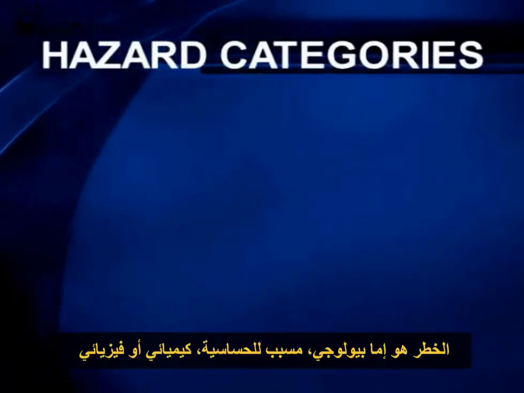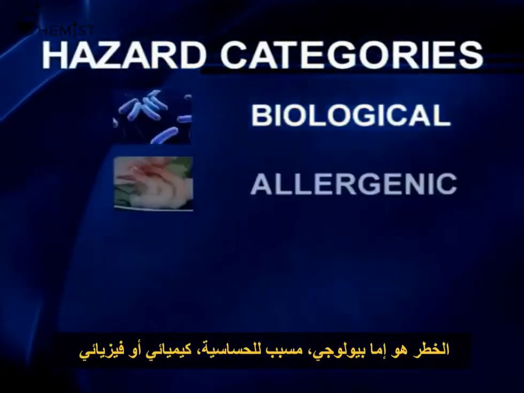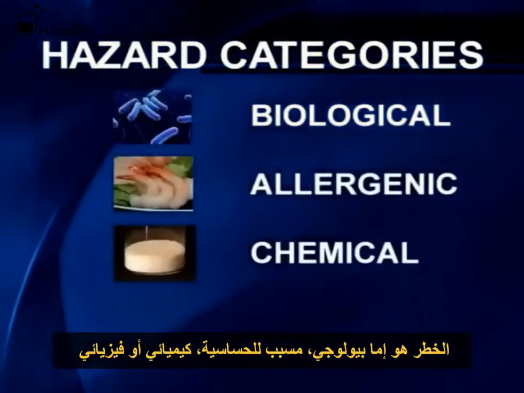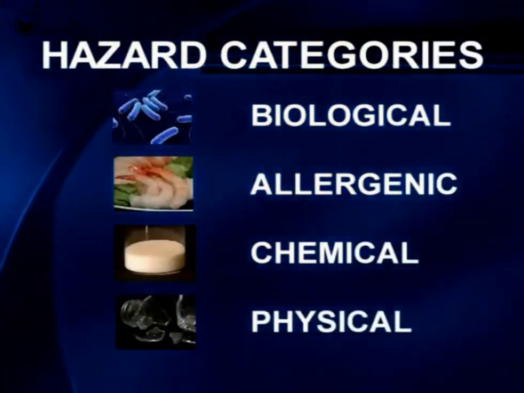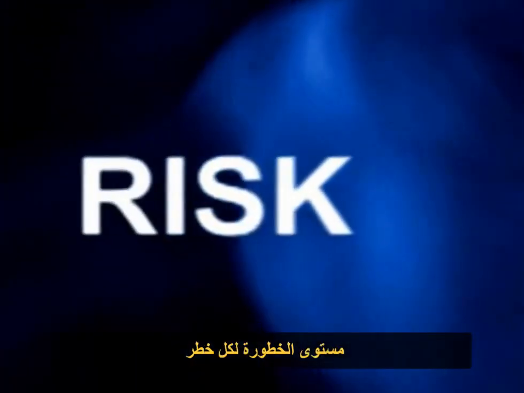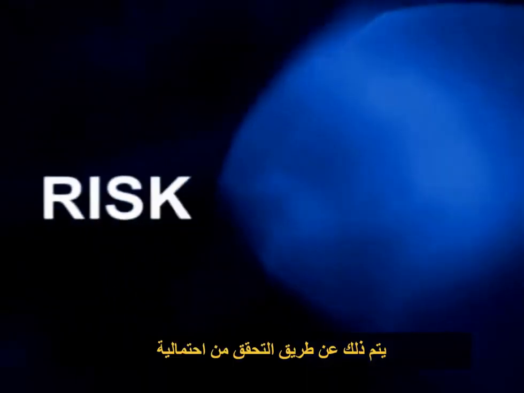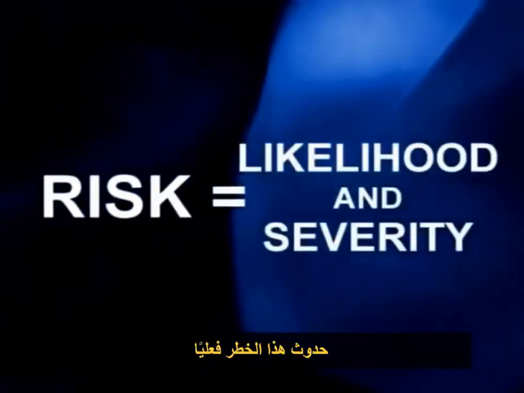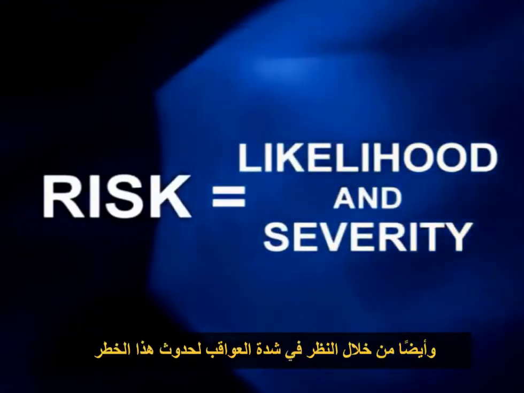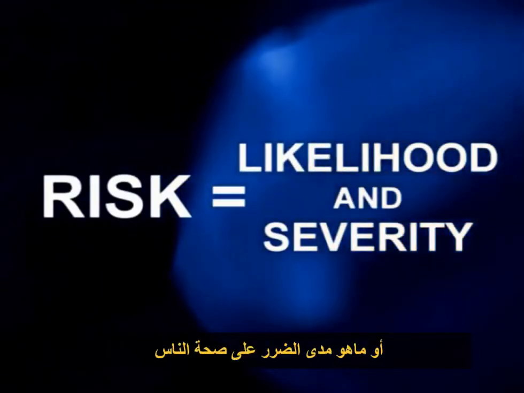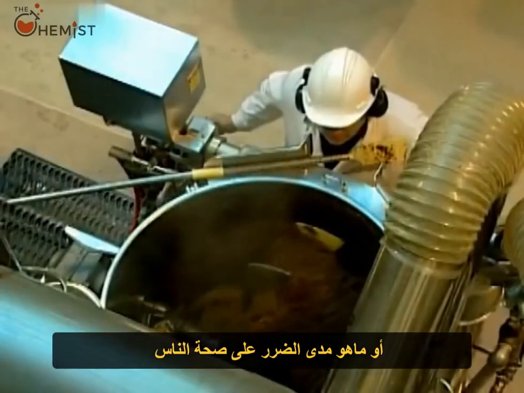As discussed earlier, a hazard is something biological, allergenic, chemical, or physical in food that could cause a health problem. An important part of hazard assessment is determining the level of risk with each hazard. This is done by checking into the likelihood of a hazard actually occurring, and also by looking at the severity of consequences, or how badly this hazard might affect people's health.